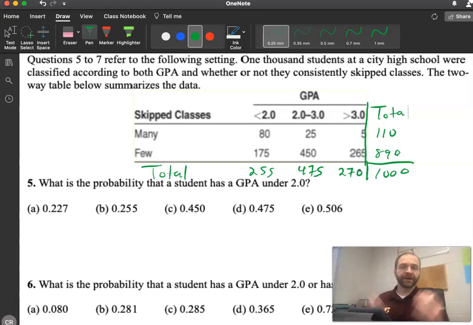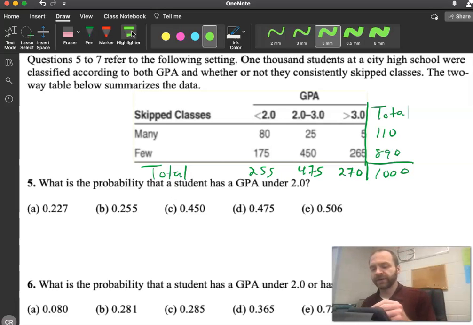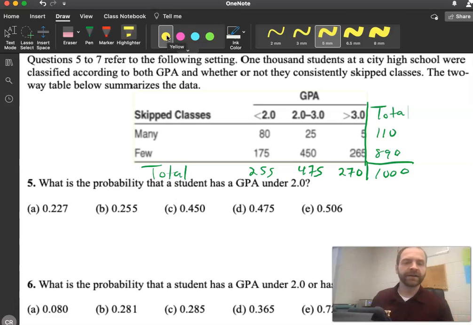Alright, so there are my totals. So now I can go into the problem, because probability is number of outcomes over a total. So the probability that a student has a GPA under 2. That's telling me where to go. So I'm going to use my highlighter and focus on it. Under 2 would be right here, GPA under 2.